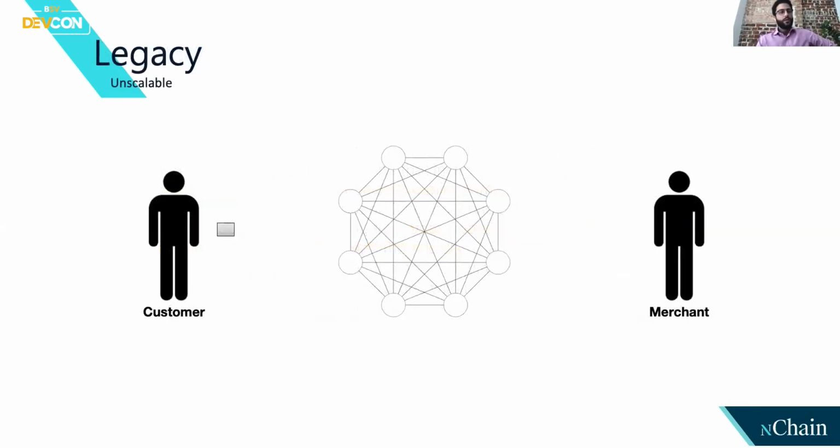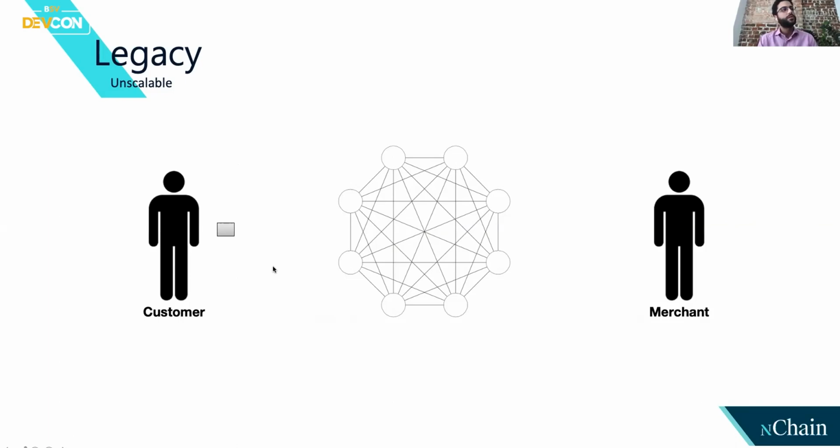So to continue understanding how Bitcoin scales and how the Merchant API is important, we need to talk about how we got to where we are right now. When we started off with Bitcoin, the way a customer would send a transaction to a merchant was completely unscalable. So this is the sort of legacy way.